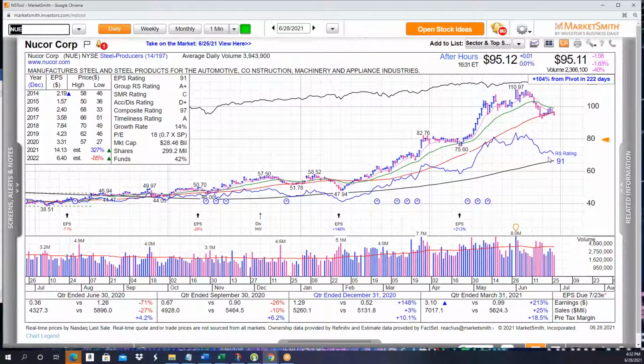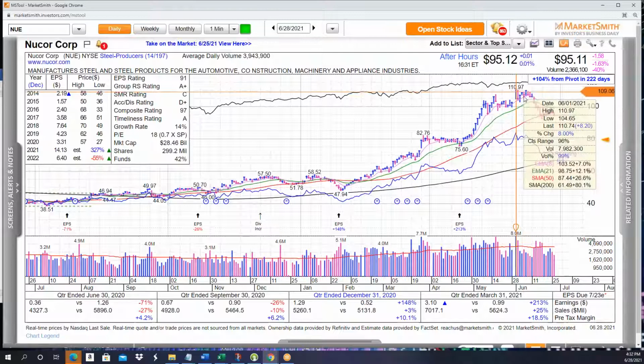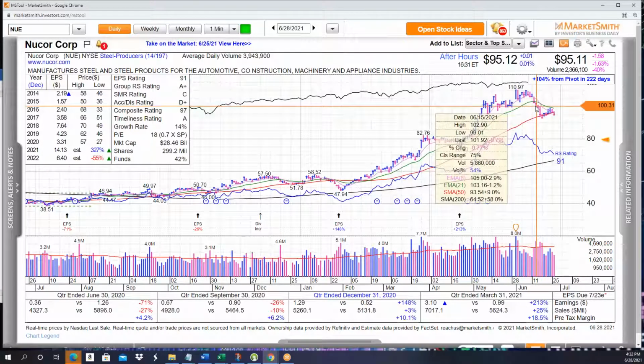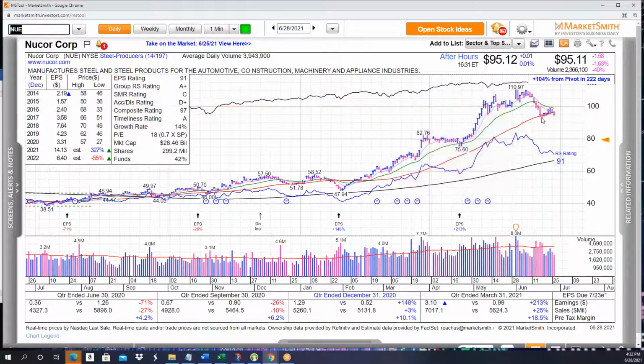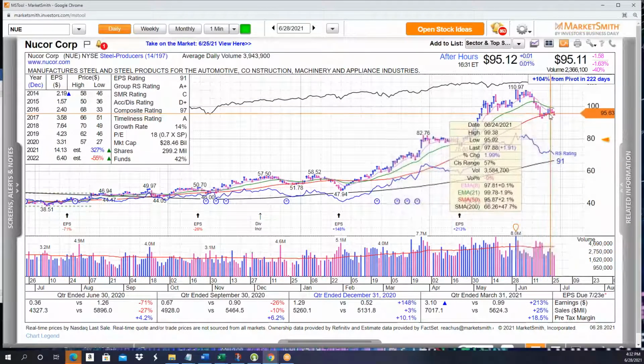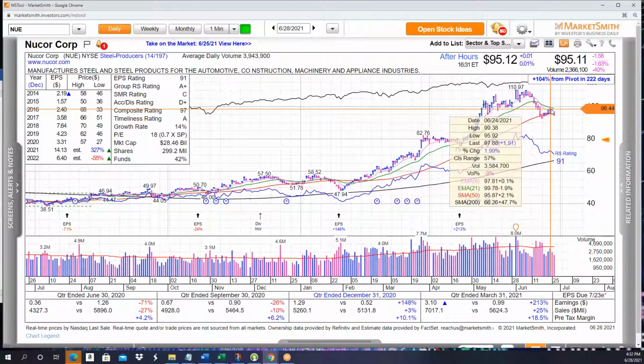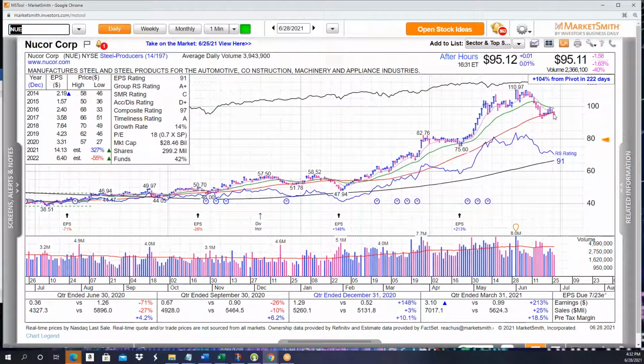Nucor, I mentioned we got stopped out of this one. Doesn't look nearly as bad as FCX, but comes all the way down to the 50, breaks the 21, never really makes any legitimate effort to get back above it, breaks the 50, flirts with it here, stays above it, but never able to get above this declining 21-day exponential moving average and breaking lower.